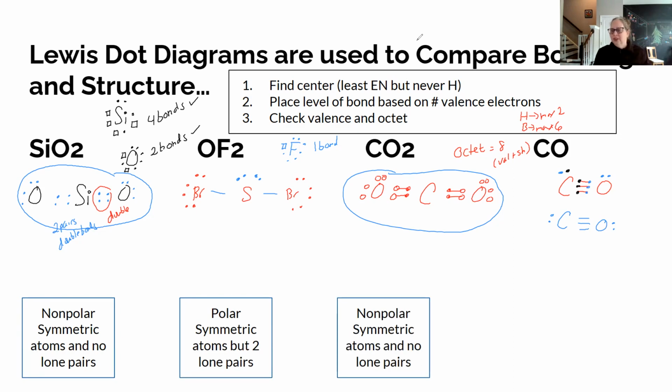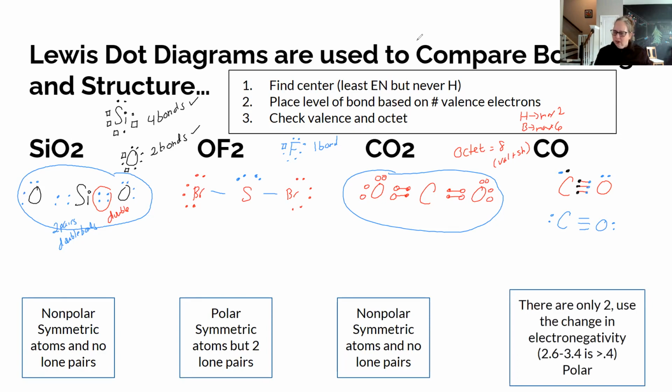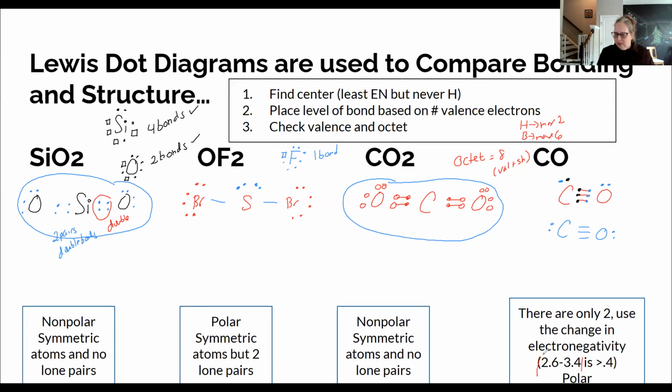But when you have only 2, you've got to do the change in electronegativity. Carbon's electronegativity is 2.6. Oxygen's electronegativity is 3.4. You subtract them and find the absolute value. When you subtract, you get negative 0.8, and then you take the absolute value and that gives you 0.8. 0.8 is greater than 0.4, so it is polar.